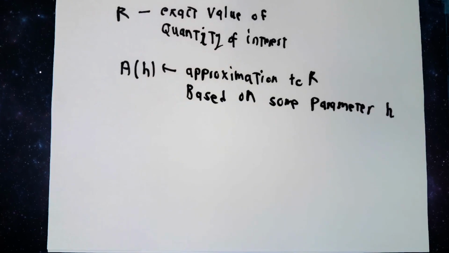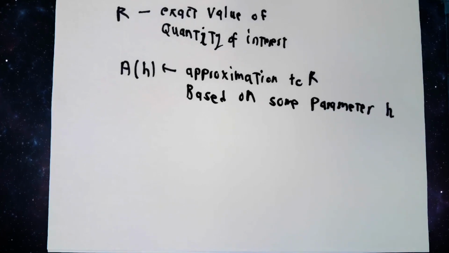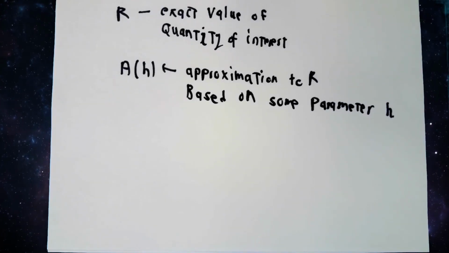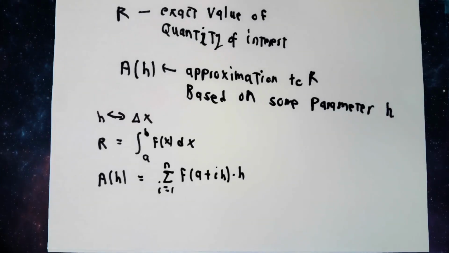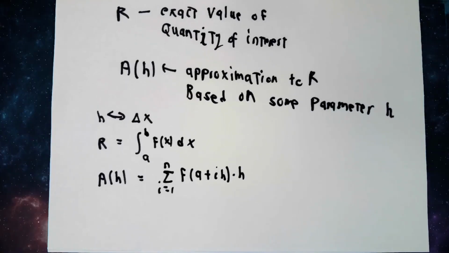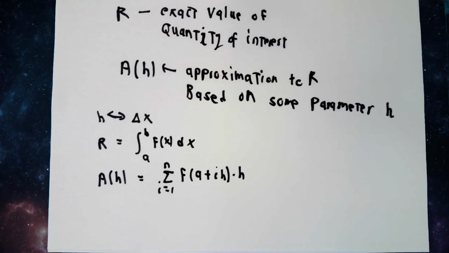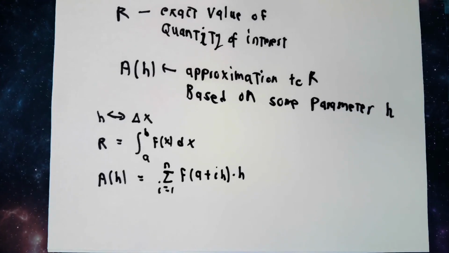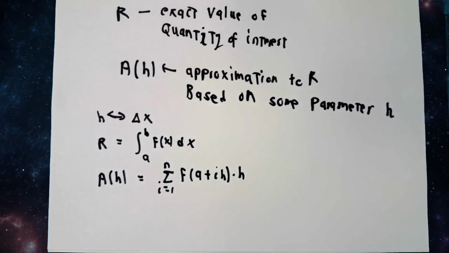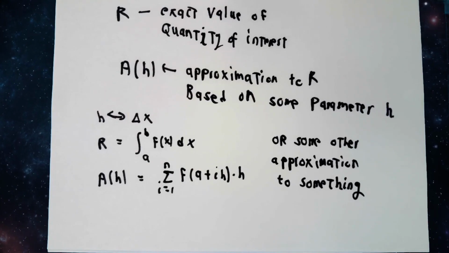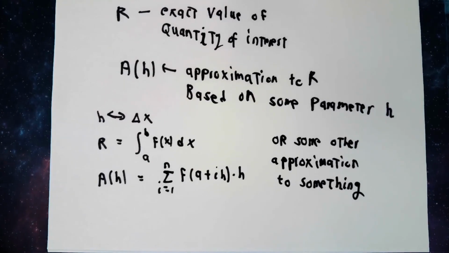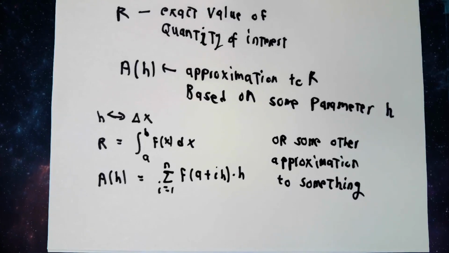We're going to have some quantity R that we want to calculate. We're going to have an approximation method of some type, A of h, which is based on some parameter h. For example, h might be the delta x of our integral approximation method. R might be the actual true value of the integral, and A of h might be the right integral approximation. Or possibly some other approximation of some quantity that we're interested in.